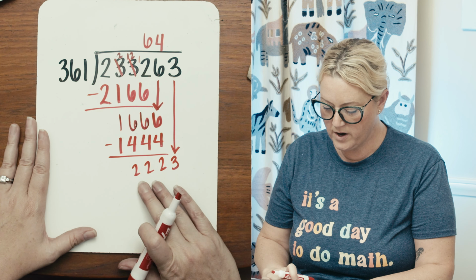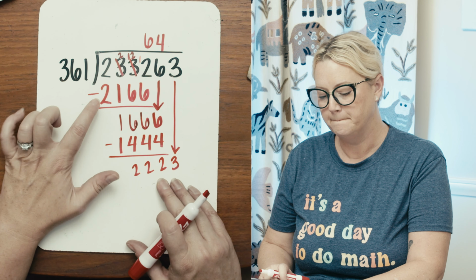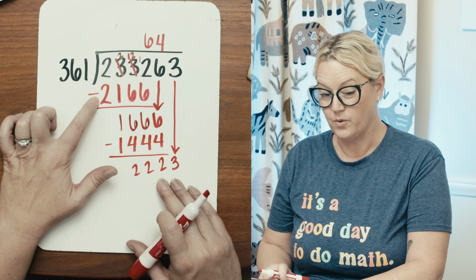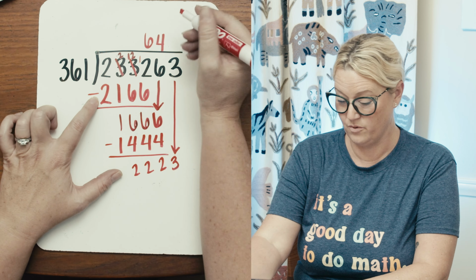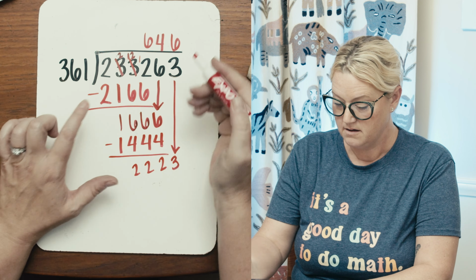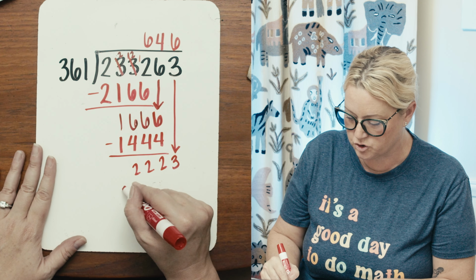Okay, so now I've got 223 and 361. Now look back up here. 2166 is kind of perfect, right? So let's just go with a 6 again. So I already multiplied it through, so I'm going to trust my multiplication.